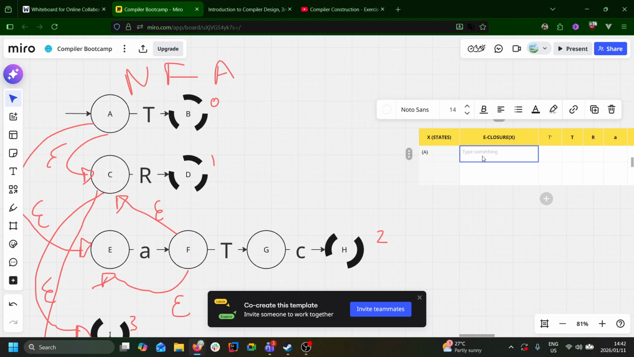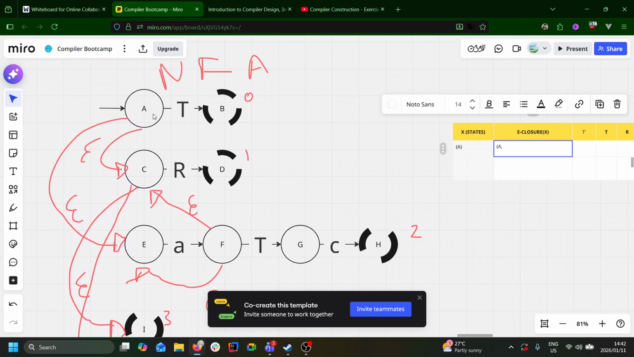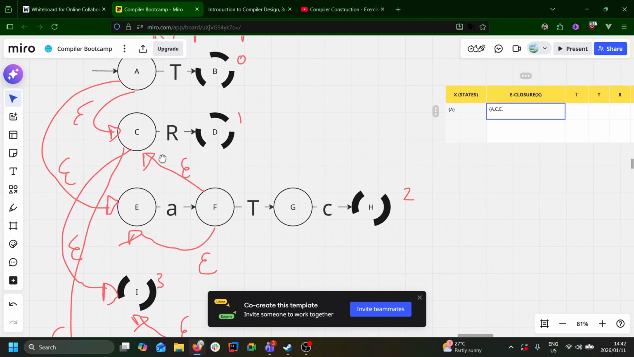And when you do the epsilon closure, it always includes the states themselves, because you can go from state A to state A by doing nothing, or epsilon. And where else can we go? We can go from A to C, and we can go from A to E as well. So we're going to say A, E, and then we keep going.